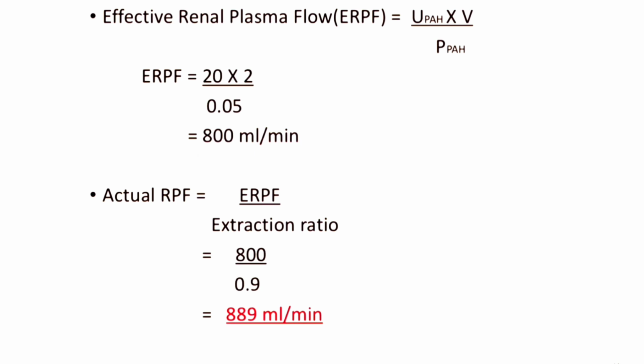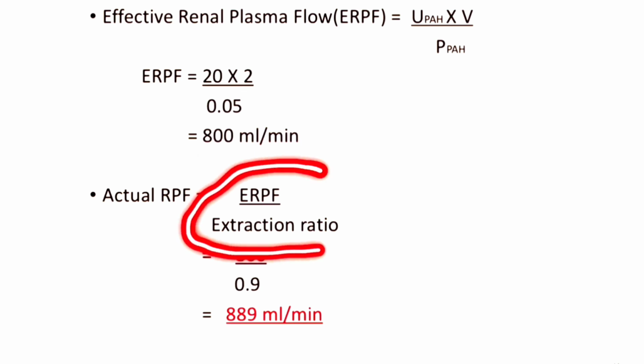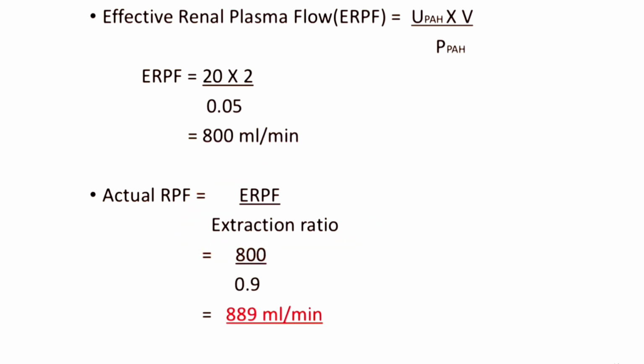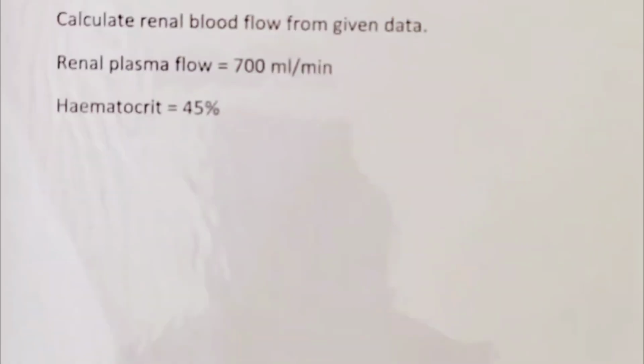So the actual RPF is calculated by ERPF divided by the extraction ratio. The extraction ratio is 0.9 here. So it is 800 divided by 0.9, that comes around 889 ml per minute.